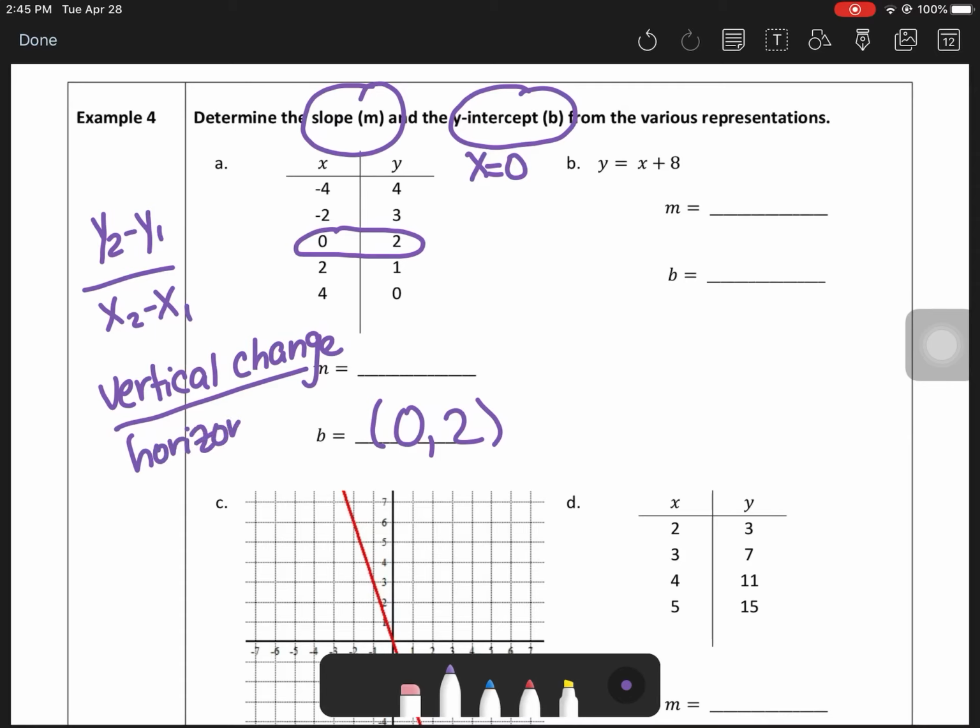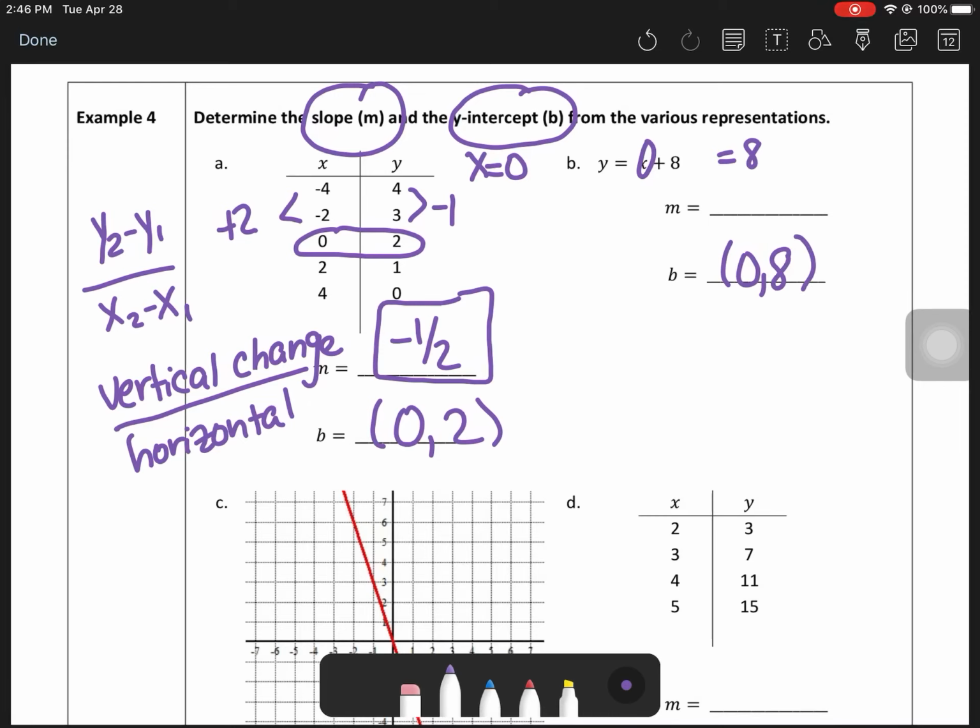And in this case, since we have the table, all we have to do is look at our vertical change. What is changing each time for y is that we're going -1, and for x, we're going up 2. So our slope is going to be -1 over 2, which is our vertical change over our horizontal change. When we're looking at an equation to find the slope and the y-intercept, let's start with the y-intercept. And remember, since x is 0, we're going to put a 0 in for x, and 0 plus 8 is 8. So our y-intercept is going to be at (0, 8).